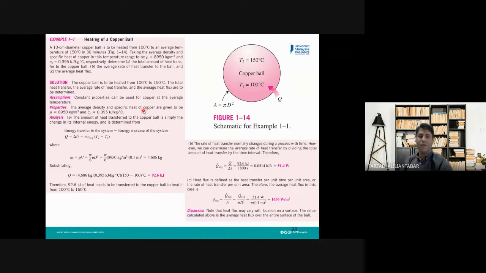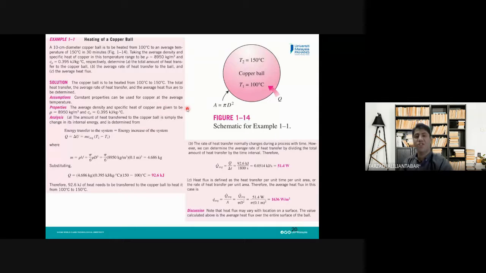The average density and the average specific heat are already given in the question. In part A, we are going to calculate the average heat which is transferred to this copper ball. Simply, we can use this equation. Q is equal to delta U. Why is Q equal to delta U here? Because here our system is this ball. And as you can see here, we don't have any mass flow here. Here we have a stationary substance.